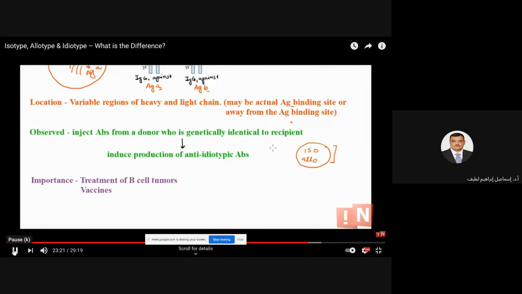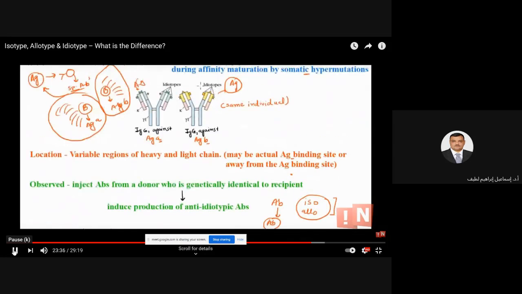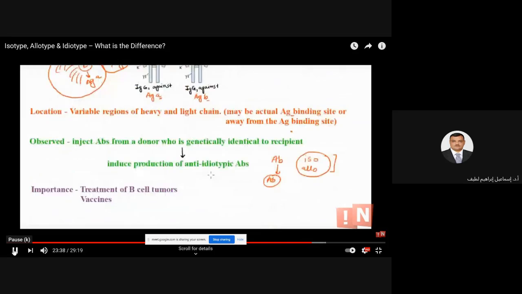So if I take antibody from a genetically identical twin and inject it into the other twin, there will be no anti-isotypic or anti-allotypic antibodies because they are genetically identical, but the idiotypes will be different. So I will observe the anti-idiotypic antibody in the case of genetically identical individuals.